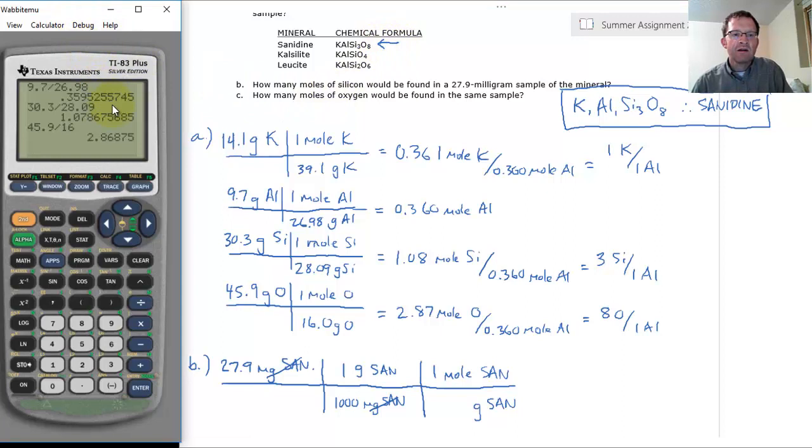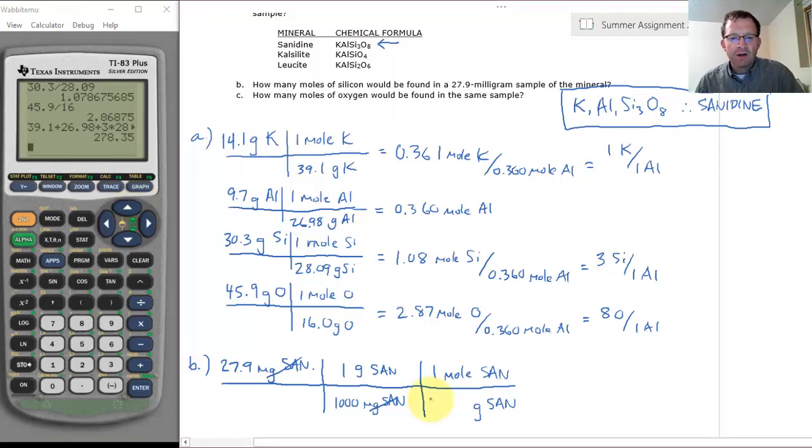So I'm going to go back to my periodic table, or my atomic masses, and add this up. I need 1 potassium, that's 39.1. I need 1 aluminum, that's 26.98. I need 3 silicons, we decided, because it is that formula, and silicon is 28.09. And I need, let's see, 8 oxygens, so 8 times 16. So for a grand total of 278.35.